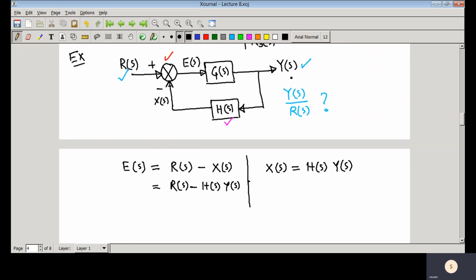Then what is Y(s)? We can see here that Y(s) equals G(s) into E(s). So now if you replace here that R(s) equals H(s), then in place of Y(s) that is G(s) E(s). So first you have replaced here, and then you have replaced it here.